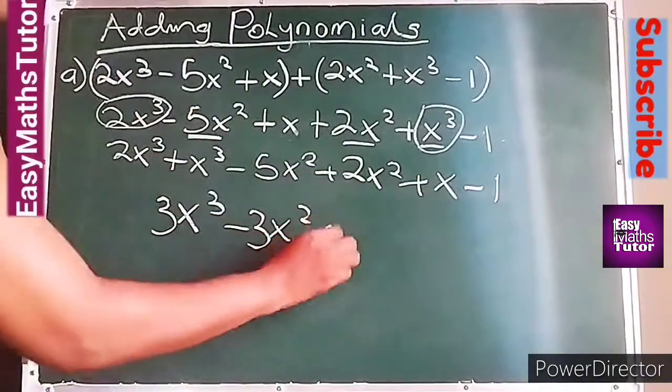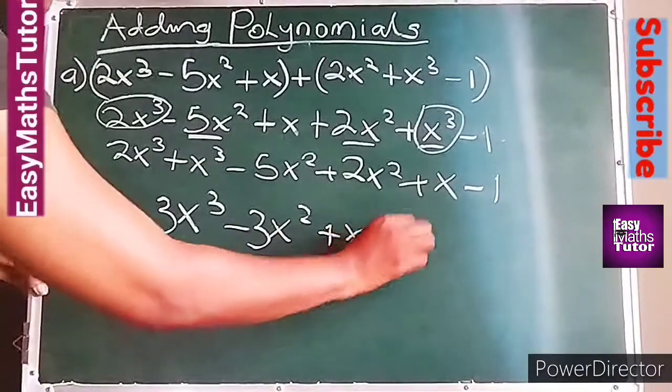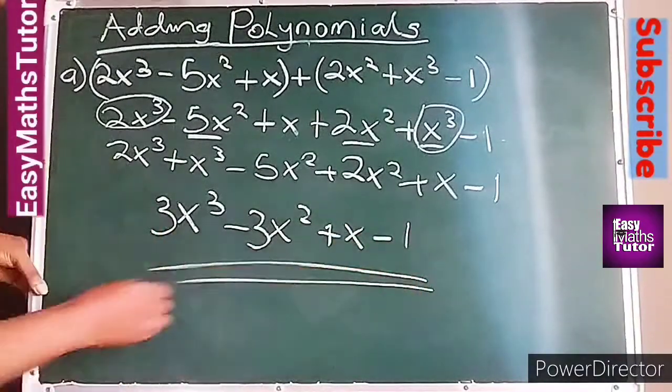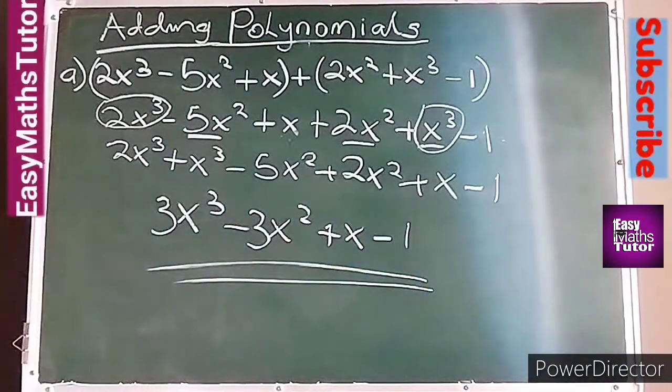Then we have plus x and minus 1. So this is the solution for adding this polynomial, but we used the horizontal method. So we're going to use the vertical method right now.